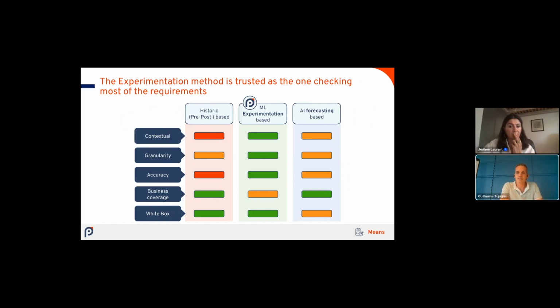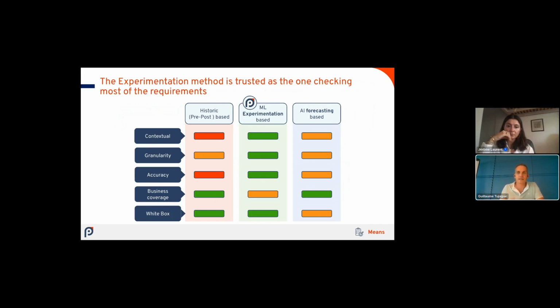The first one consists in comparing the period before and the period after the price change, and simply establishing that the pricing impact is the difference between the two. Of course, the advantage of this approach is the simplicity, the transparency, the white box aspect of it, etc. But it doesn't cover the biggest challenge that we just discussed, which is the context, because it doesn't reflect the fact that the context has changed. Hence, the accuracy and the relevance of it is negatively impacted.